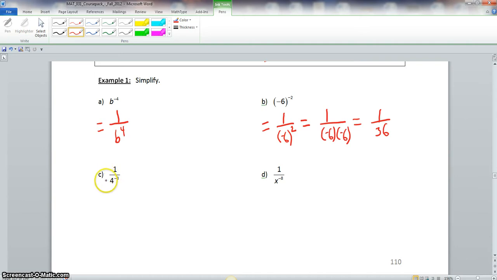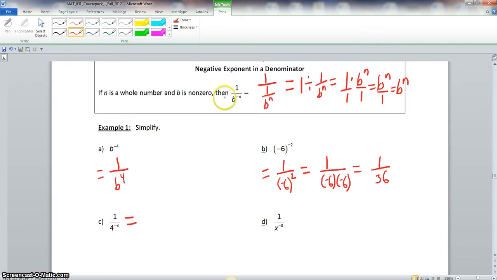Now we go here to C. We have 1 over 4 to the negative 3. Now remember, in our example above, whenever you have 1 over a base to a negative exponent, all you would do is write the base and the exponent will become positive. So it'll be 4 times 4 times 4, which is 64.